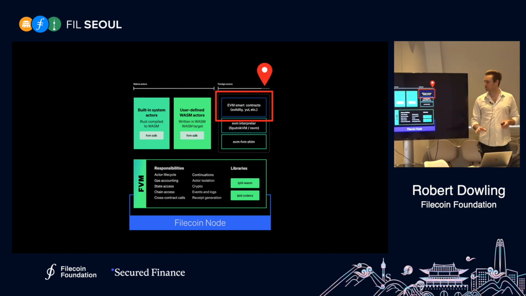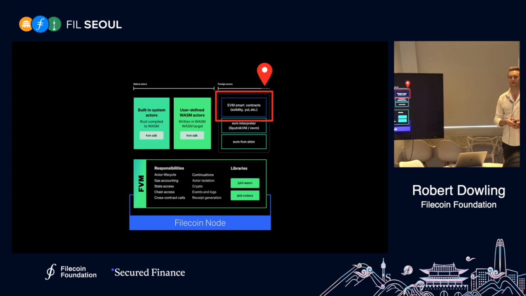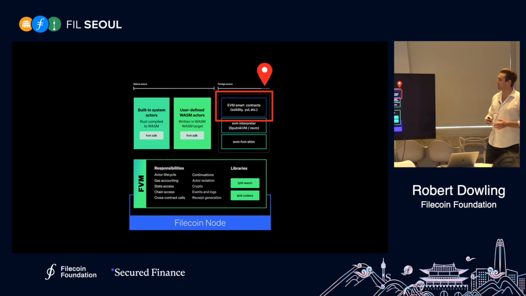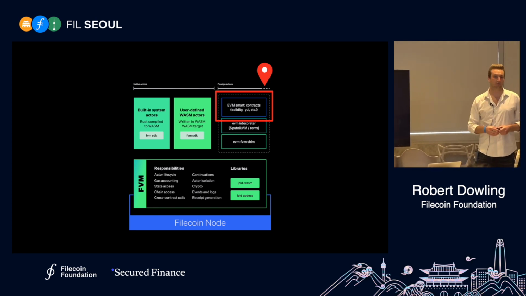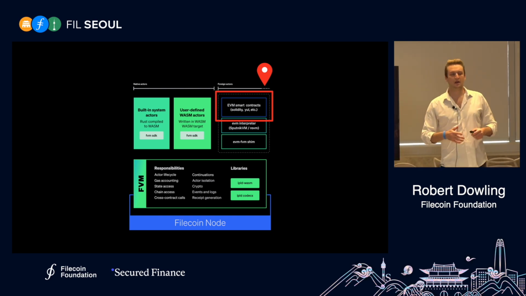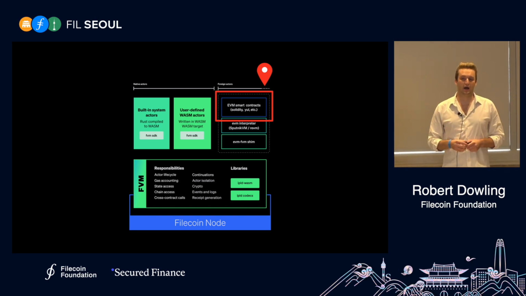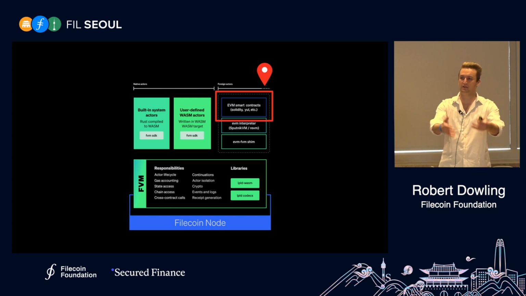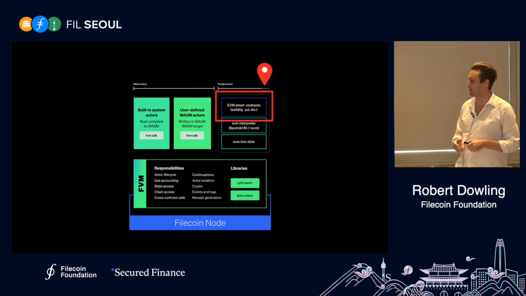Something that's really interesting as well is you can have native WASM actors. Actors are what we call smart contracts on FVM. And these can be user-defined, which we are really looking forward to, to see what the developer community ends up building with respect to user-defined WASM actors. We think they'll be much more efficient because they're going to be native to FVM.